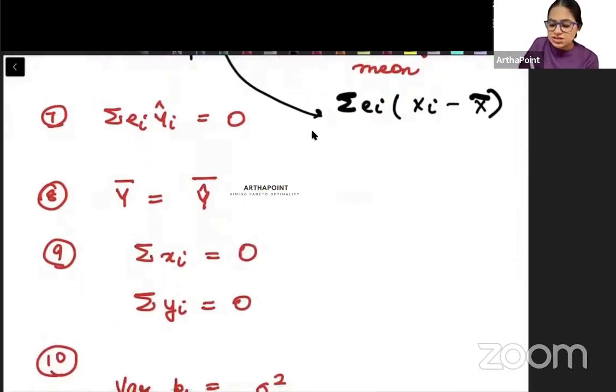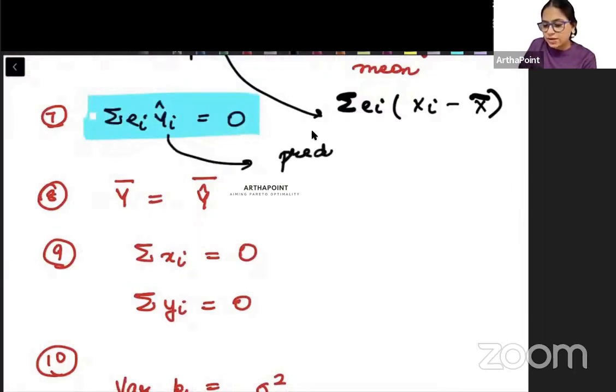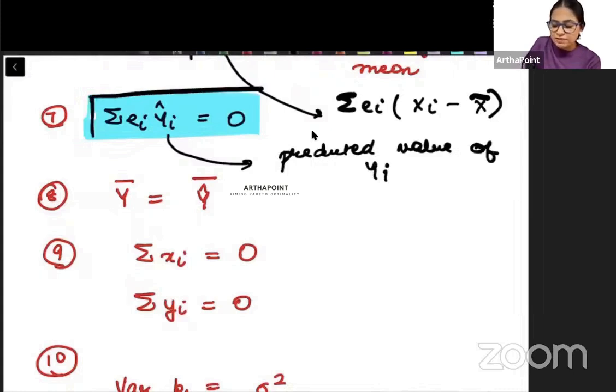Okay, now this says that summation ei yi hat, where yi hat is the predicted value of y, so summation ei yi hat is also 0.